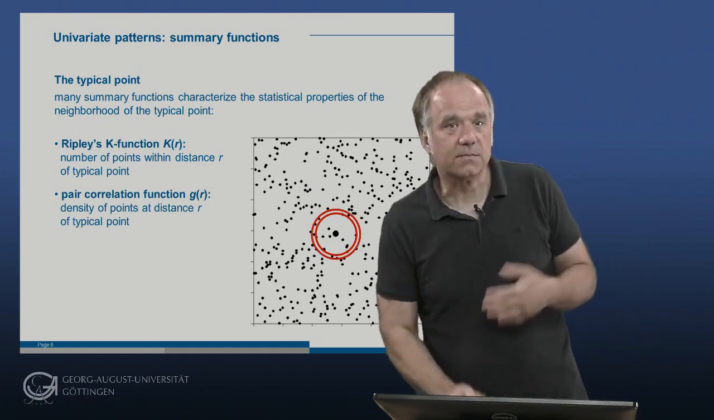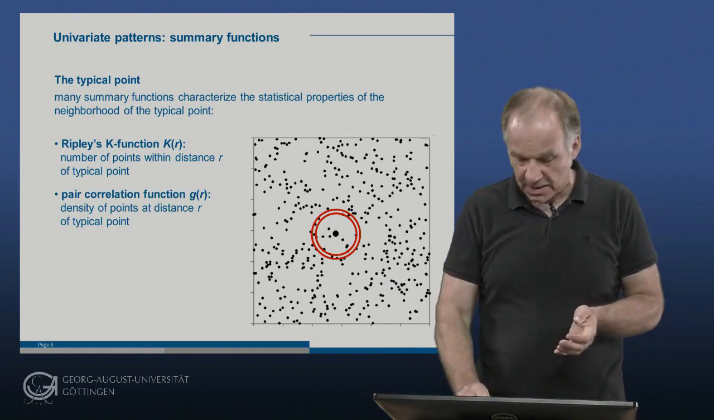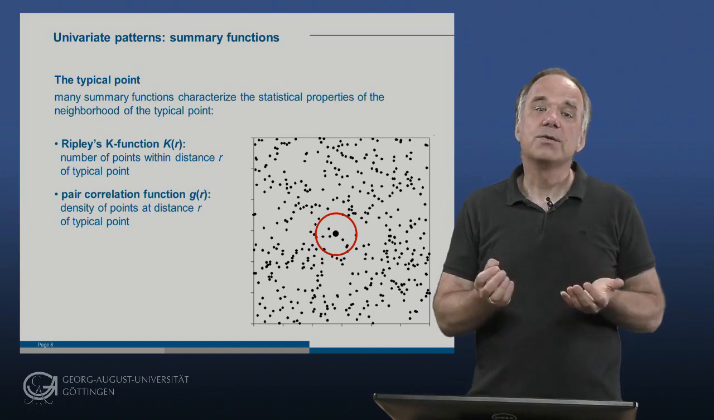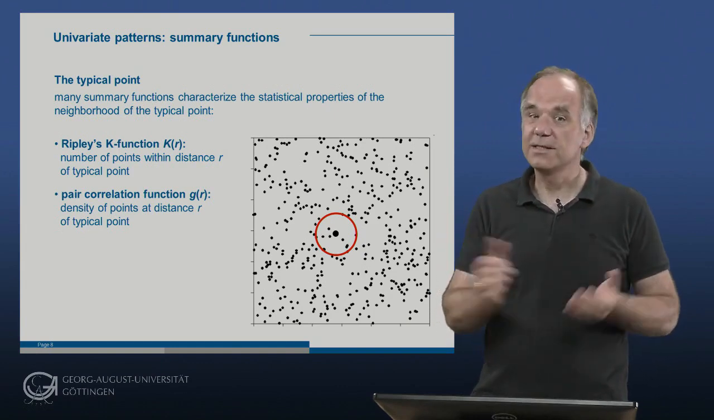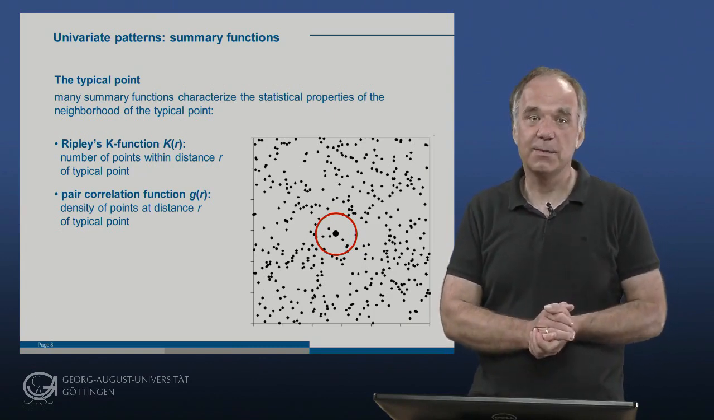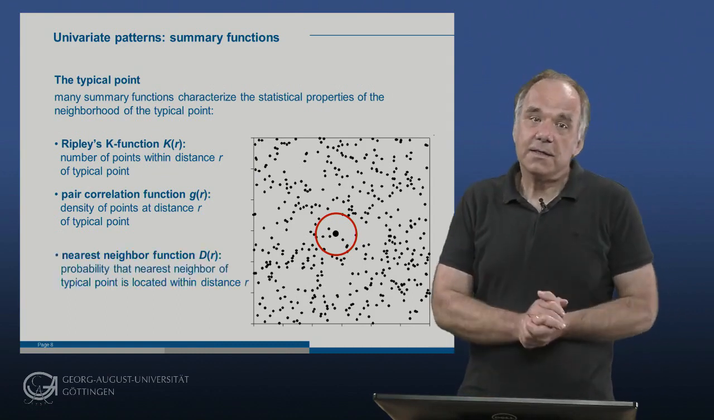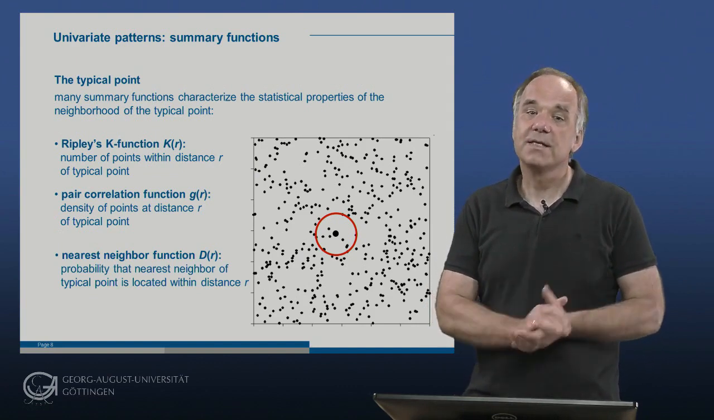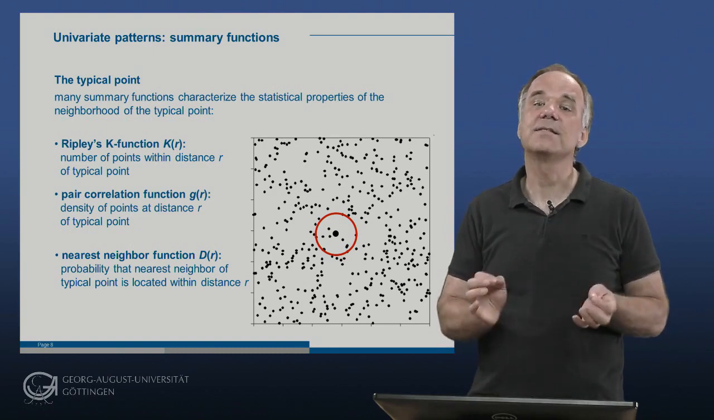In this case we have a small ring around the typical point. To estimate the percolation function, one counts the number of points in the ring around the typical point and then divides by the area of the ring. That means one basically estimates a neighborhood density function. Finally, the nearest neighbor function is the probability that the nearest neighbor of the typical point is located within distance r.